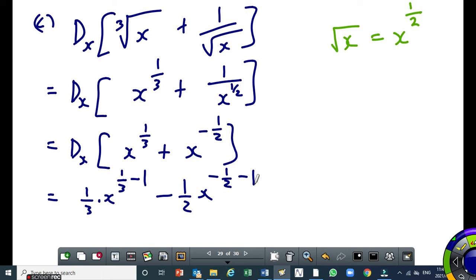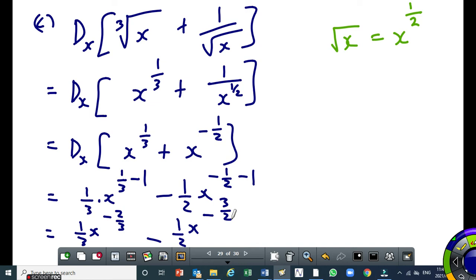No need to get confused. So the final answer, we can write it as 1 over 3 x to the power of negative 2 over 3. Don't try to do it mentally like me. A third minus 1, you can put it in your calculator. Minus a half x, now this is minus a half minus 1. That's minus 3 over 2.